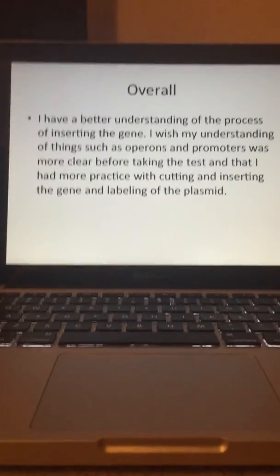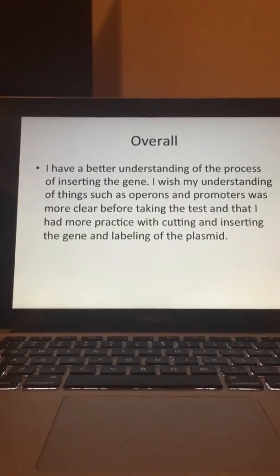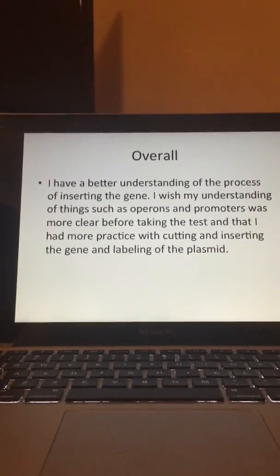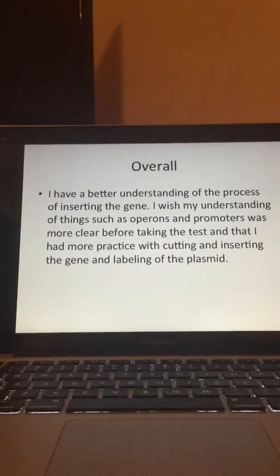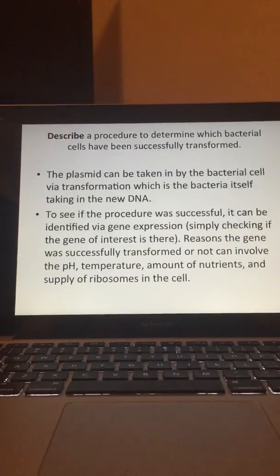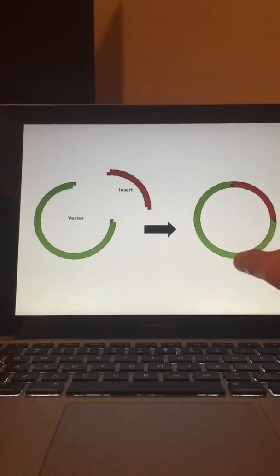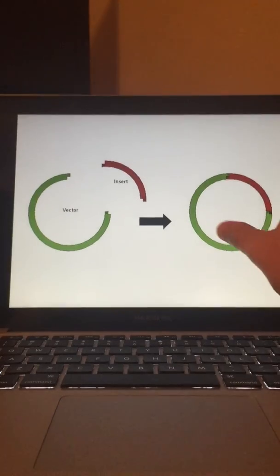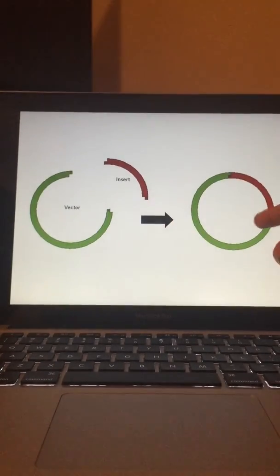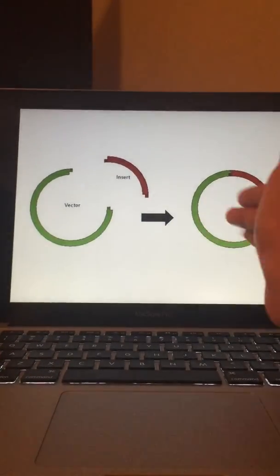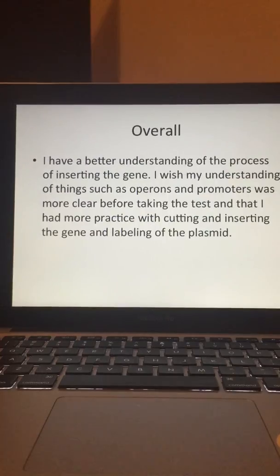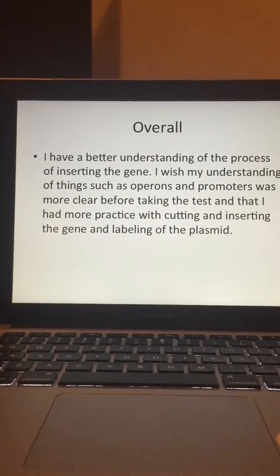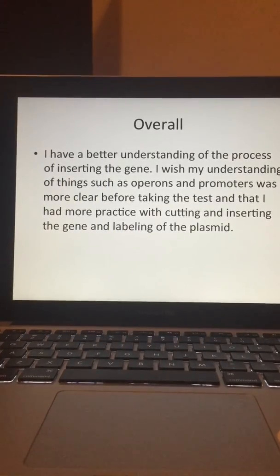And then, to summarize, I now have a better understanding of inserting the gene, but something I wish I had a better understanding of was labeling the plasmid, such as here, because I know for the 1 to 3 responses we had to label specifically where we would cut and different factors of that, and I wish we had a little bit more practice with that. But other than that, I think I have a pretty good grasp on inserting genes now, and there's my works cited.